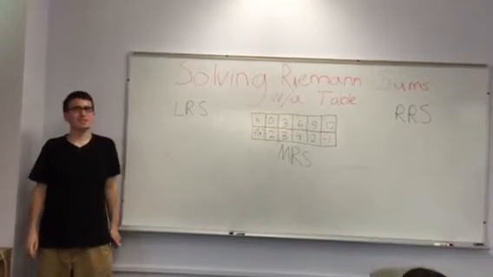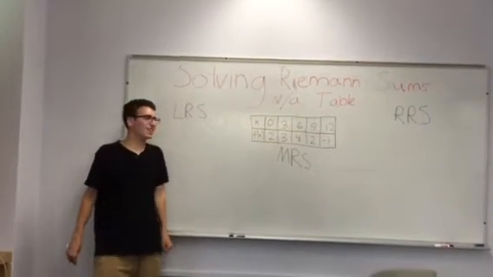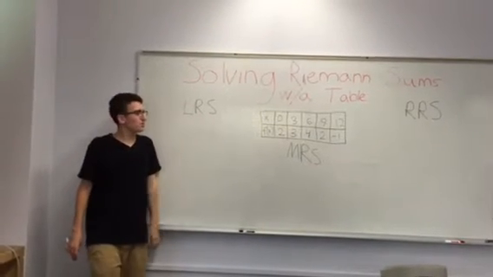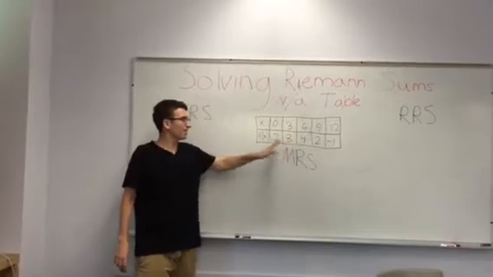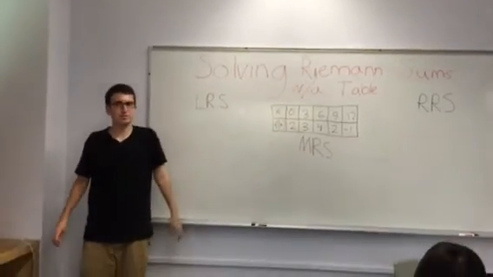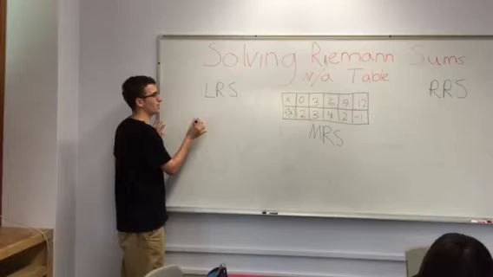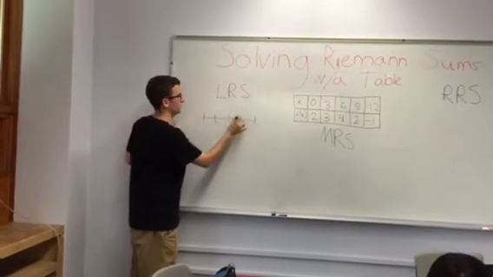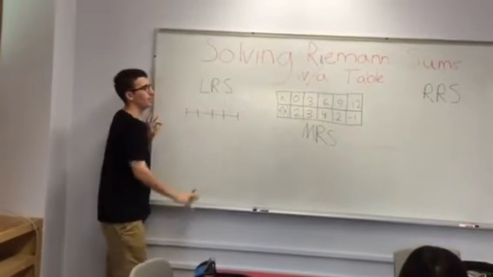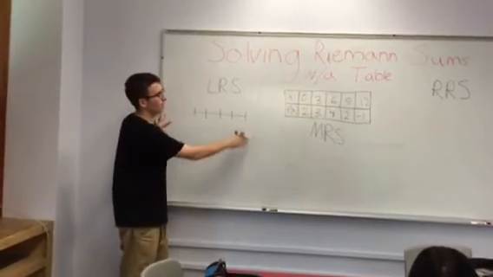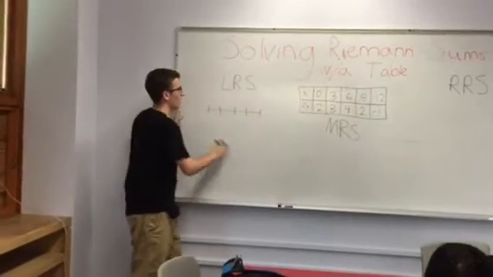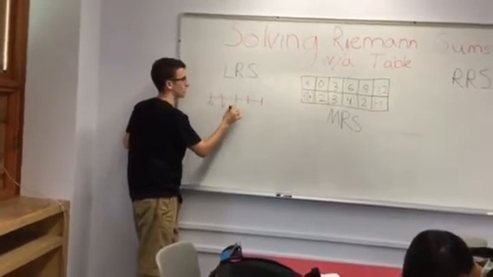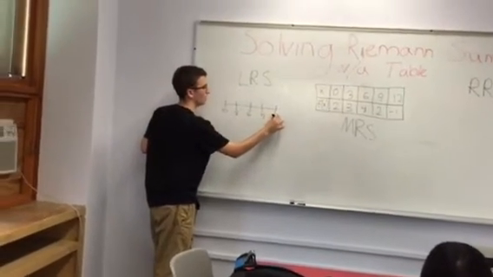Solving Riemann sums with a table can seem complicated, but it's actually pretty easy. So for a left Riemann sum, first look at the table and you would see that there are 4 subintervals here. So you could draw a number line with 4 subintervals in it: 1, 2, 3, 4. And then put each x onto the bottom of the subinterval. So 0, 3, 6, 9, 12.